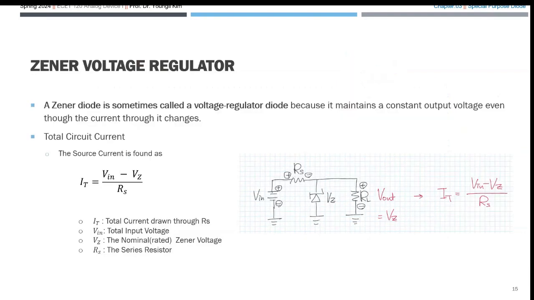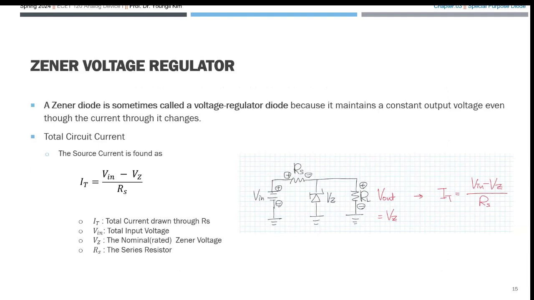Now, Zener voltage regulator. The Zener diode can be applied as a voltage regulator. The Zener diode has a lot of applications, but here we're going to look at a sample application, the voltage regulator. How can the Zener diode work in the voltage regulator? The Zener diode is sometimes called a voltage regulator diode because it maintains a constant output voltage, even though the current through it changes.